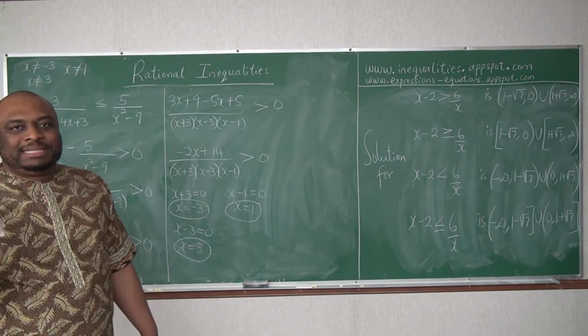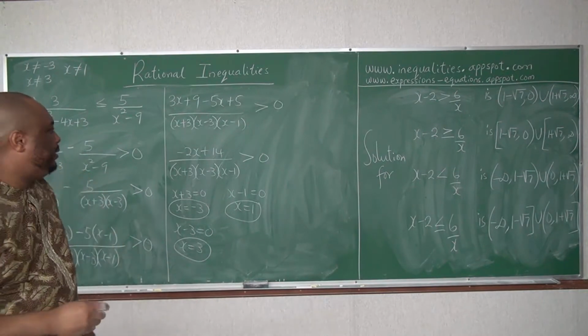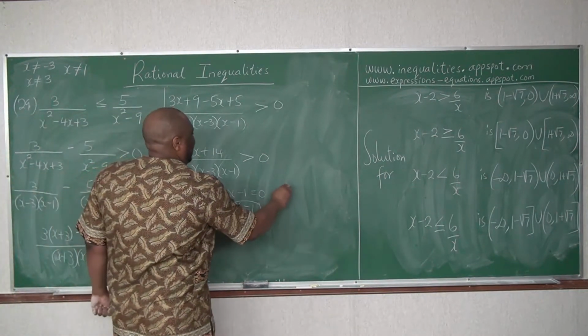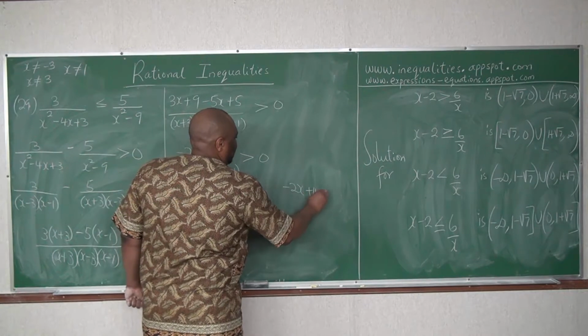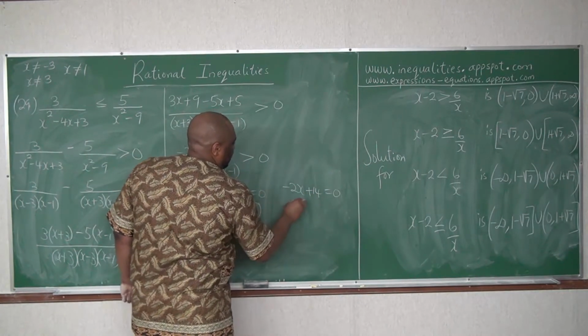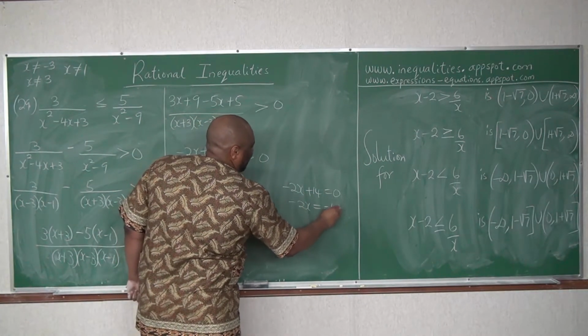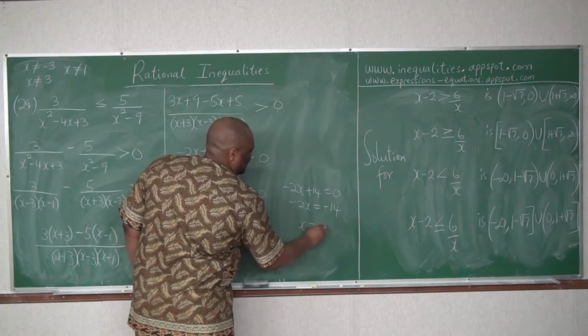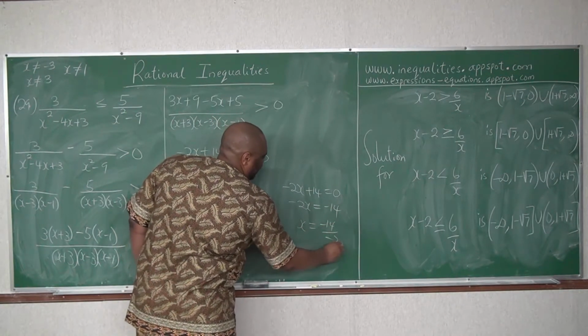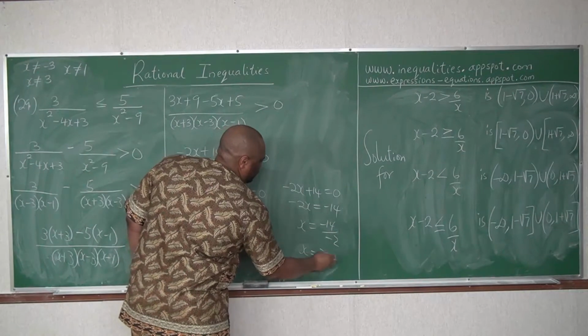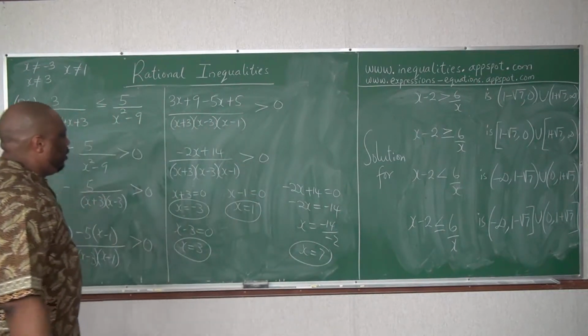Now let's get the other test point from the numerator. So minus 2x plus 14 is equal to 0. Minus 2x is equal to minus 14. x is equal to minus 14 over minus 2. x is equal to 7. Okay.